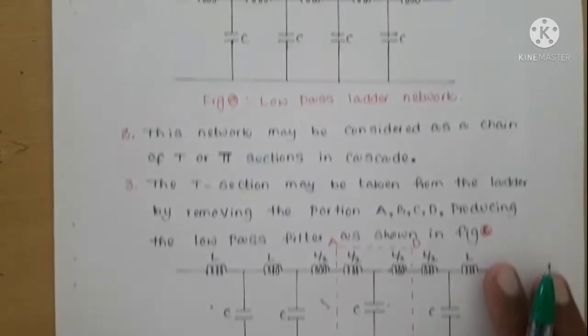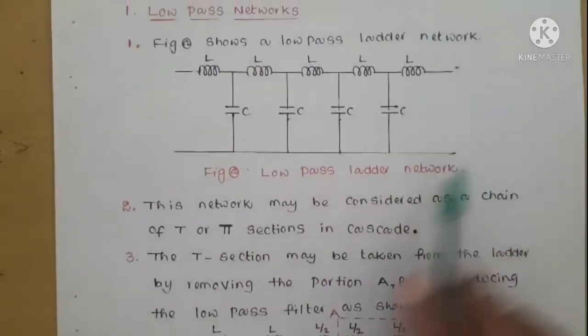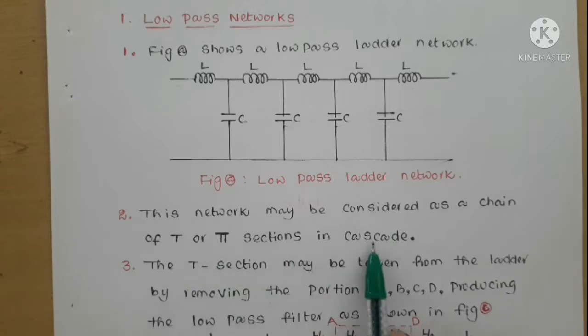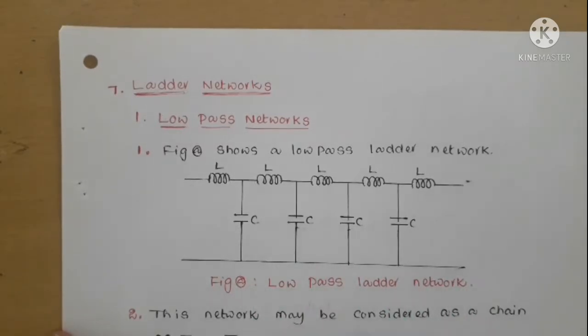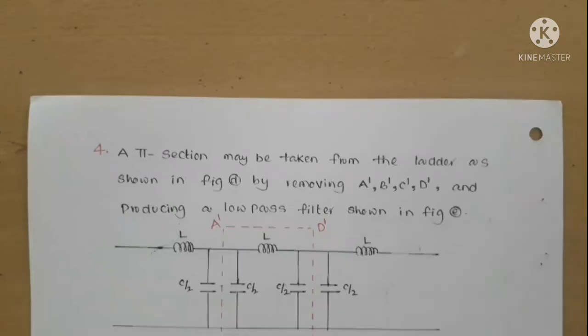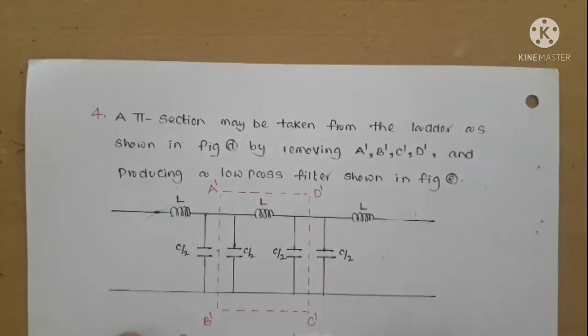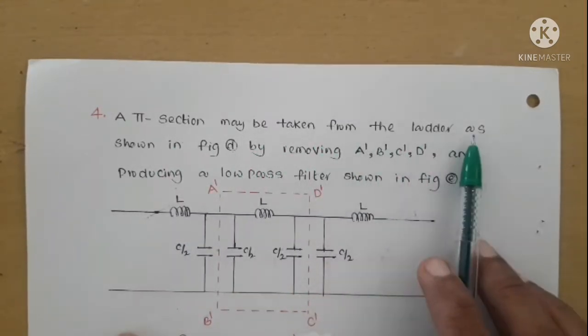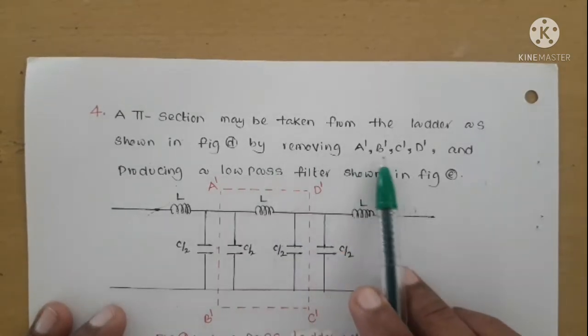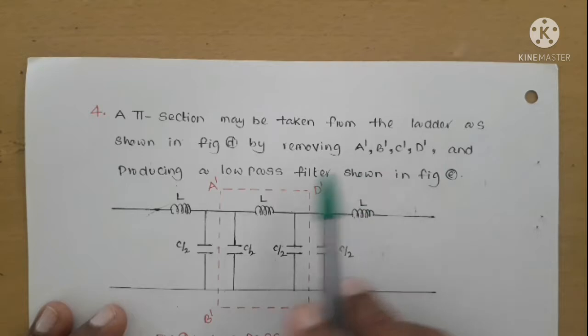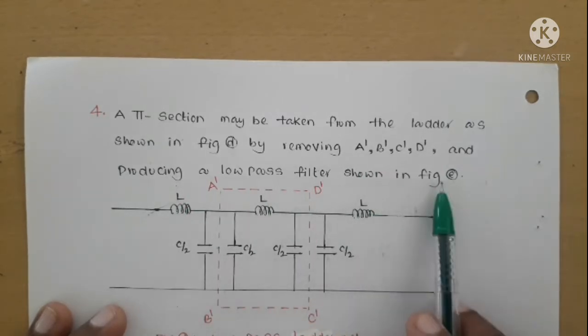Similarly we can represent this in the form of a chain of pi sections connected in cascade. For the same low pass ladder network we can represent it in the form of a chain of T sections connected in cascade and also a chain of pi sections connected in cascade. A pi section may be taken from the ladder as shown in figure D, by removing A dash, B dash, C dash, D dash and producing a low pass filter shown in figure E.